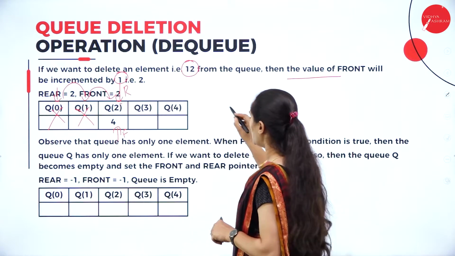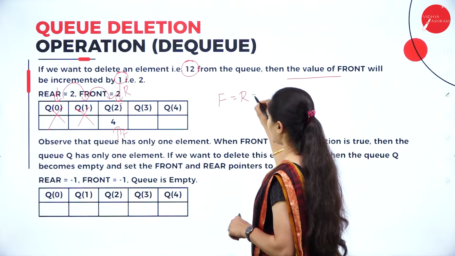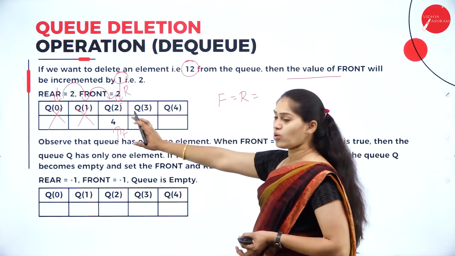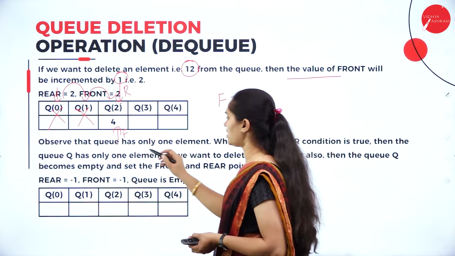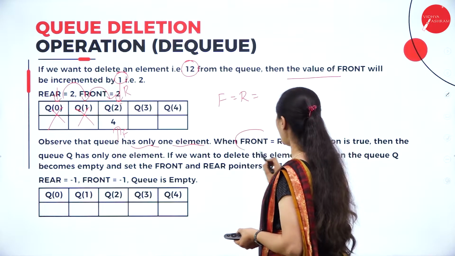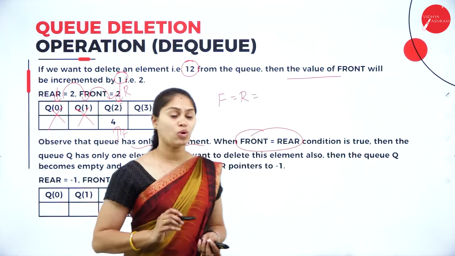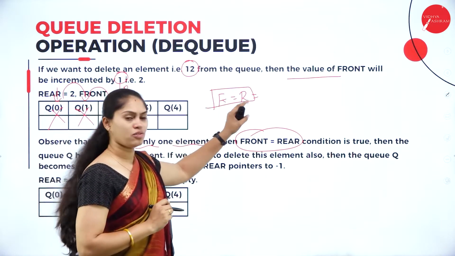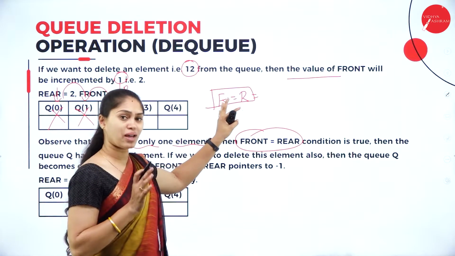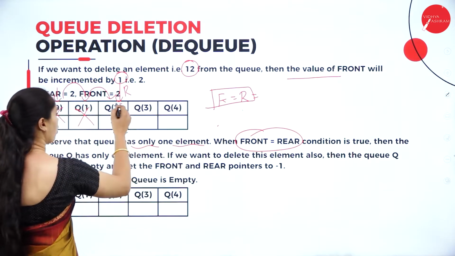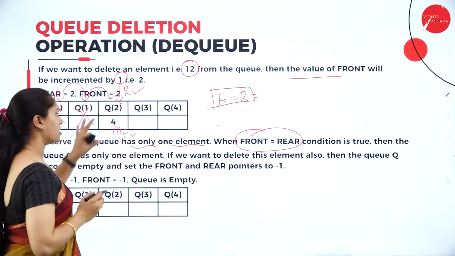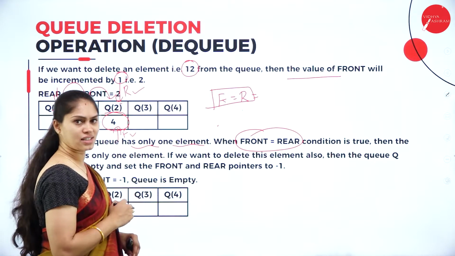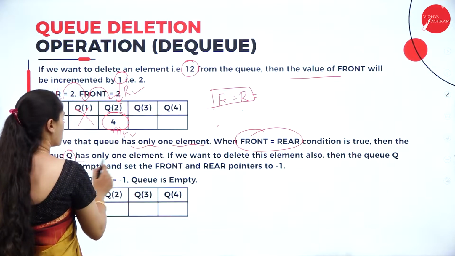You can observe that when both front and rear are pointing to the same location, then we can say that we have only one element. So here you can observe that Q has only one element when both front and rear are equal, pointing to the same location. Why? Because if you look at this Q of 2, rear and front are both pointing to the same location. That indicates that we have only one element in the Q.